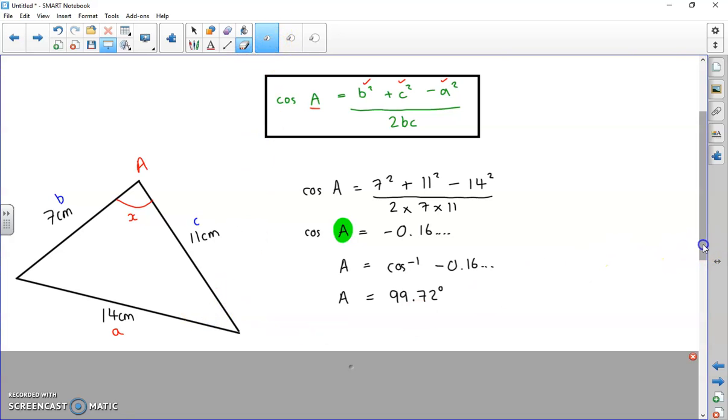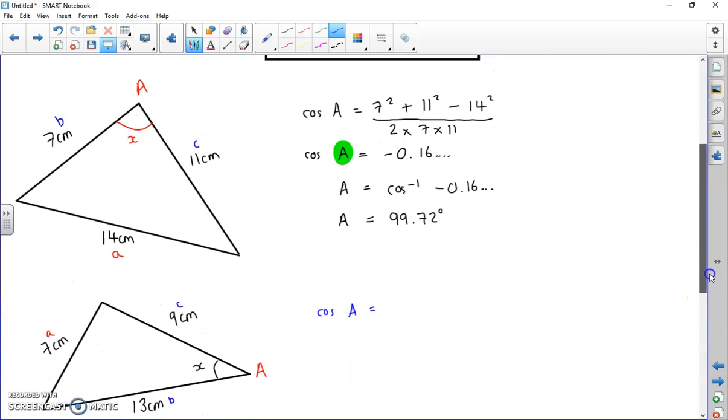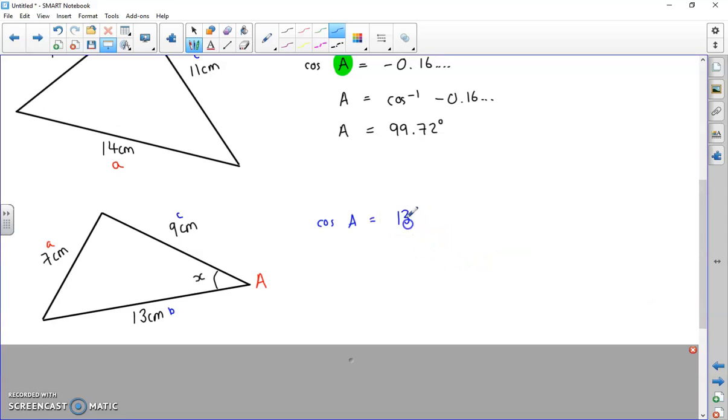Okay, I'll do another one of those. So this time I want to find the angle in the bottom right. That has to be A. Okay, saves you a lot of work anyway. So that's automatically little a. I'll do little b on the bottom and little c on the top. And so we've got cos A equals, going back to our formula, b squared plus c squared minus a squared. So 13 squared plus 9 squared minus 7 squared, all divided by 2bc. 2 times 9 times 13, it doesn't really matter which way around you write those.